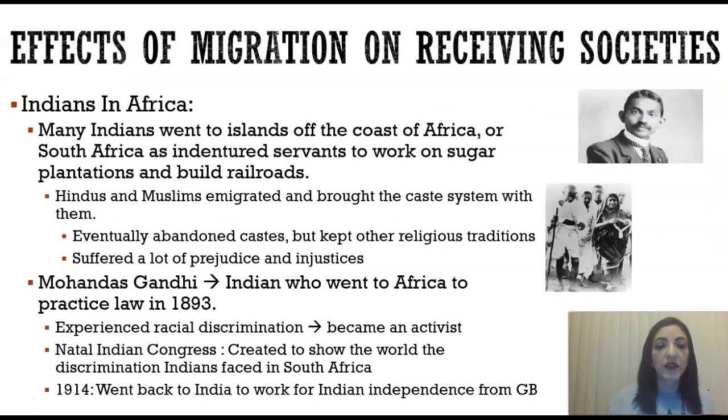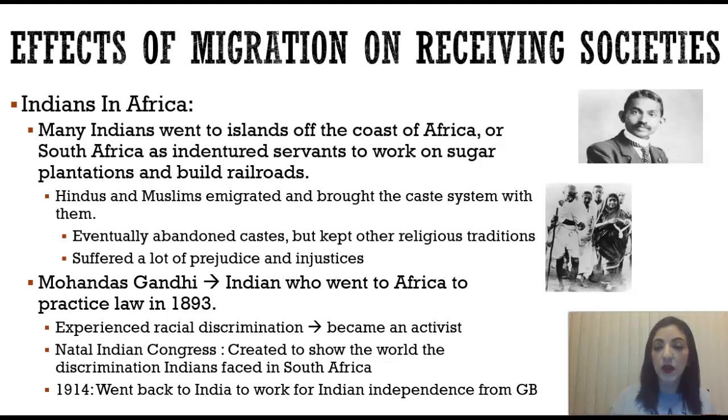Okay, effects of migration on receiving societies, Indians in Africa. So many Indians went to islands off the coast of Africa or South Africa as indentured servants to work on sugar plantations and build railroads. Hindus and Muslims immigrated and brought the caste system with them. Eventually they did abandon the caste, but they did keep other religious traditions, which were a part of their faith and their belief system. They did suffer a lot of prejudice and a lot of injustices that's going to carry over even all the way after World War II.